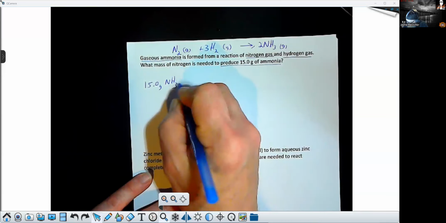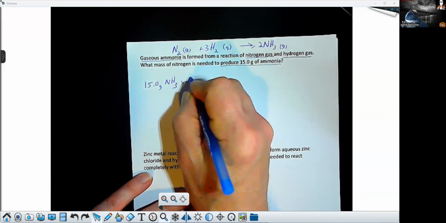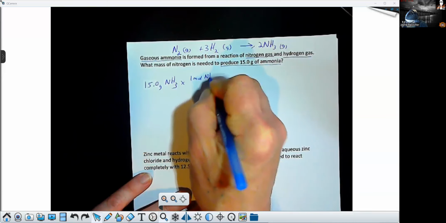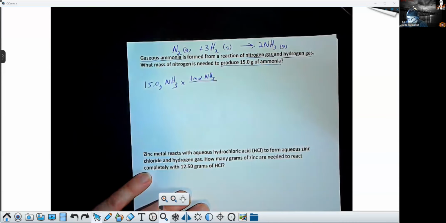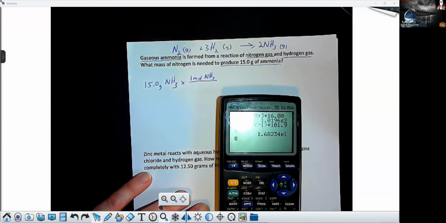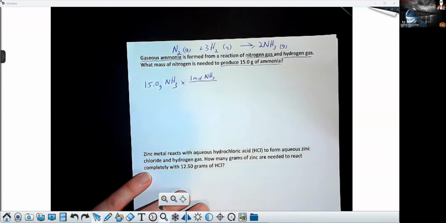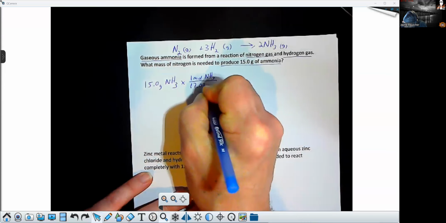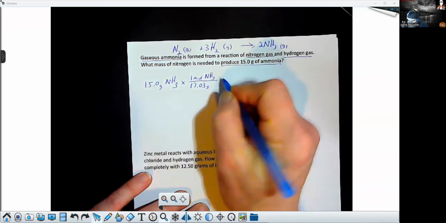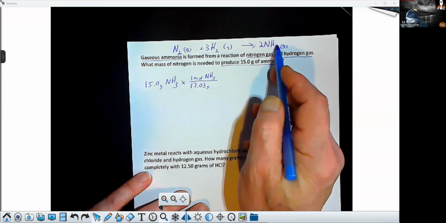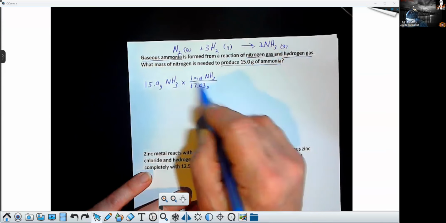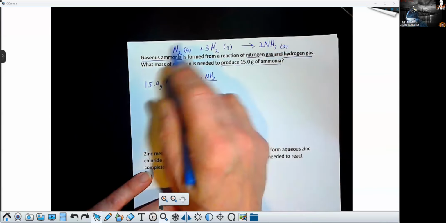So we'll take the mass of ammonia and we'll multiply it by 1 mole of ammonia, NH3, divided by the molar mass, which is going to be nitrogen is 14.01, times 1. We have 1 nitrogen in there, plus 3 times hydrogen, 1.008, gives us a molar mass of 17.03 grams. Okay, so now our grams will cancel out. Sorry, we just converted from mass of ammonia to moles of ammonia.